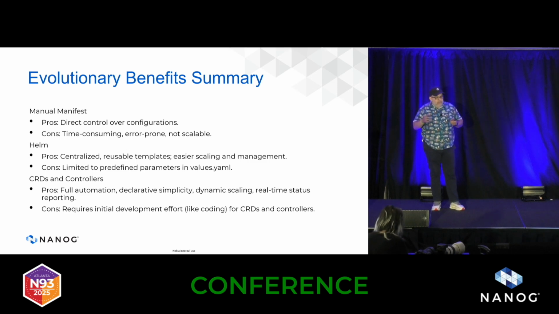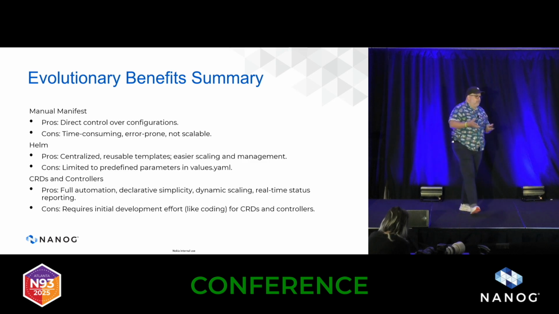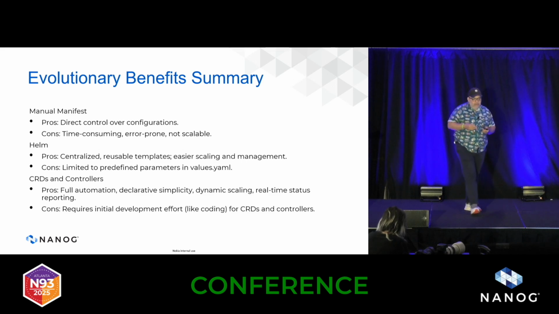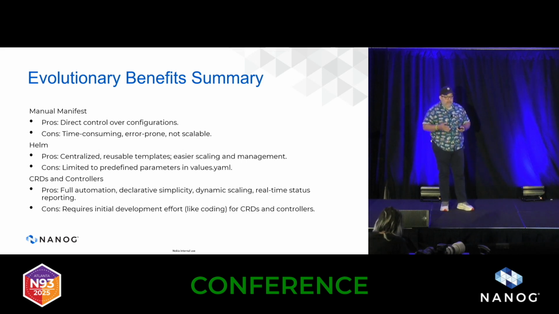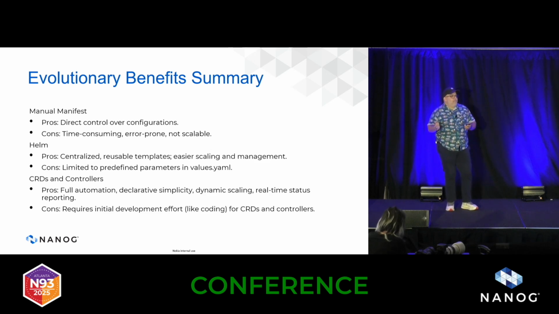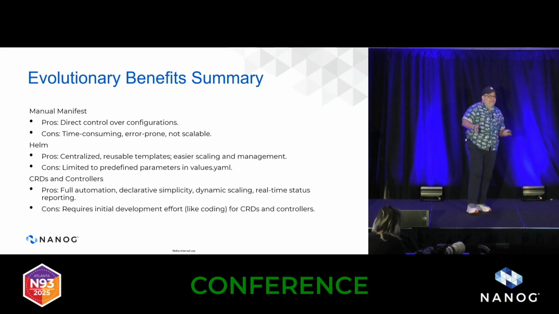Yeah, the con is that you cannot use too many parameters because it will increase the complexity of how to deal with the template. With CRD, the pros are full automation, 100% declarative, simple, dynamic scaling, real-time status, and reporting. But there's a con. How do we create the CRD, and how do we deploy that?